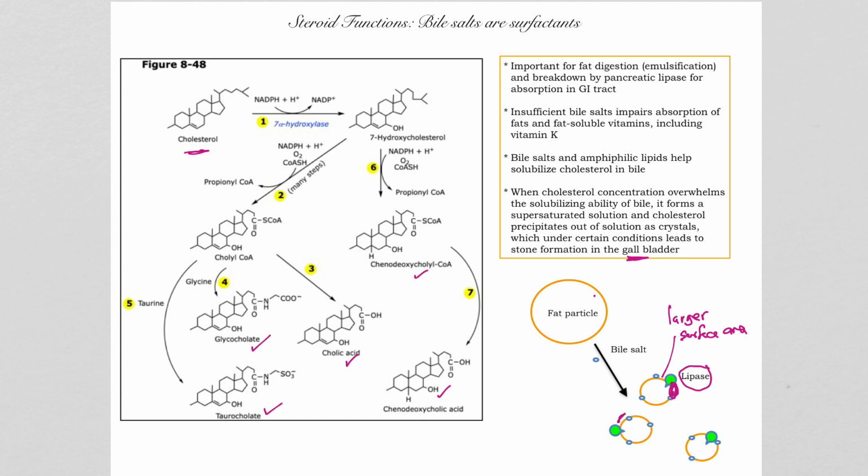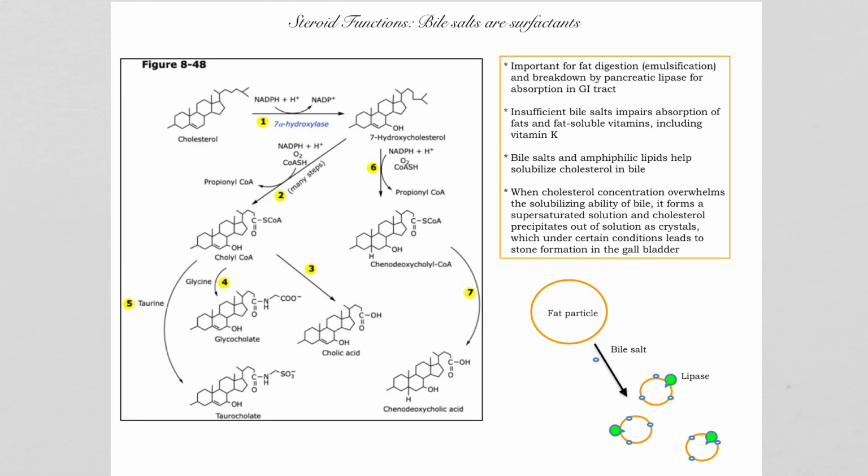It's a surface active enzyme. It sits on the fat particle. So because there's a higher surface area, more lipases can come and sit on this fat particle and break down the fat particle into glycerol and fatty acids. So bile salts increase the surface area of fat particles by emulsifying the big fat particle into smaller fat particles. And that allows lipase to digest the fat into glycerol and fatty acids.